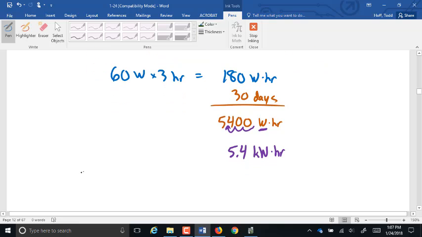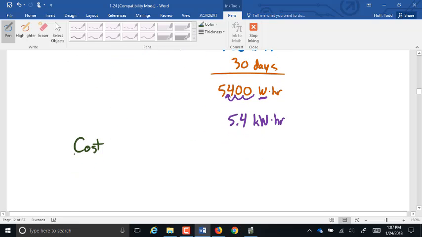So your cost, what did I say, 14.8? Yeah. So we're going to take 5.4 kilowatt hours times $0.148 per kilowatt hour.